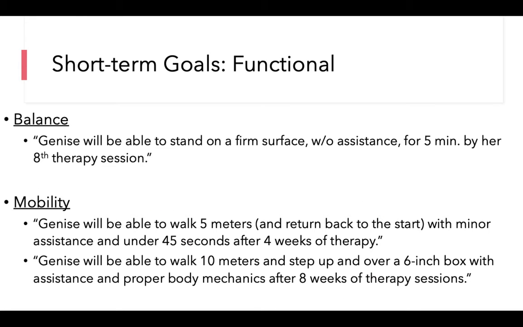For my short-term goals, I made these out to be what we know as our functional goals. For balance, Janice will be able to stand on a firm surface without assistance for 5 minutes by her 8th therapy session. For mobility, Janice will be able to walk 5 meters and return back to the start with minor assistance in under 45 seconds after 4 weeks of therapy. And Janice will be able to walk 10 meters and step up and over a 6-inch box with assistance and proper body mechanics after 8 weeks of therapy sessions.